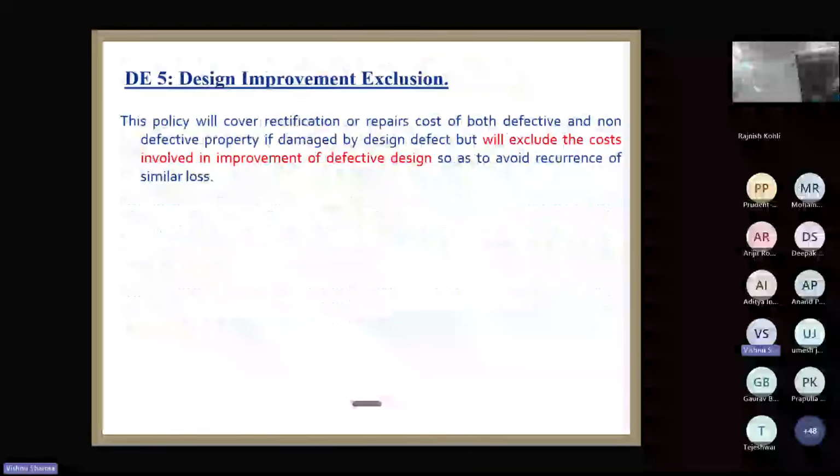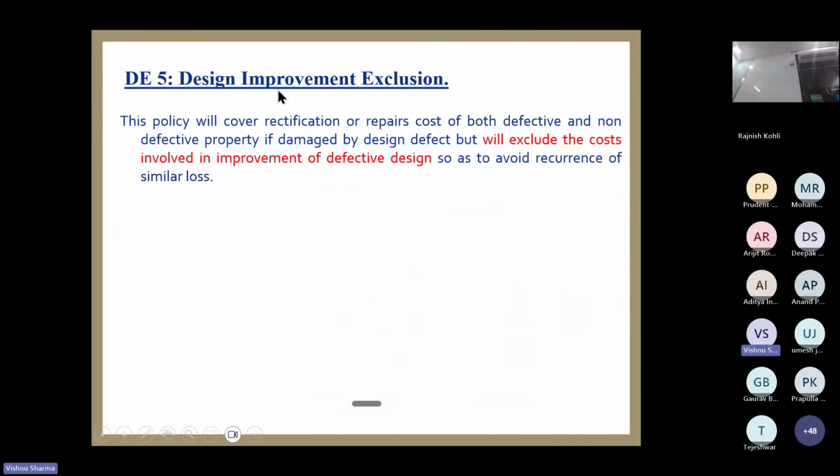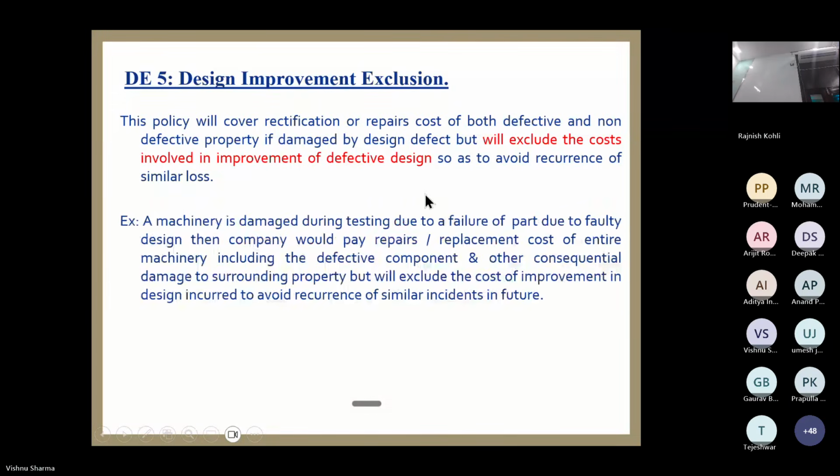So those are the two examples. Okay, DE5 is also given. Very good. After the example, the same thing I have already explained. It will exclude the cost of improvement in defective design. Everything else they will give. This is an example of it. You can go through it. So in this everything we will pay, but exclude the cost of improvement in design.